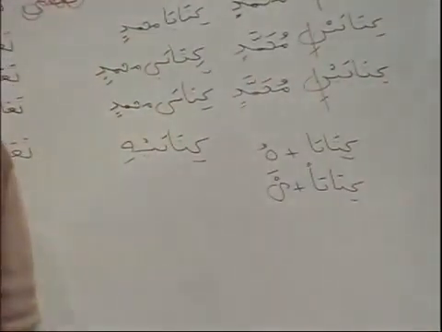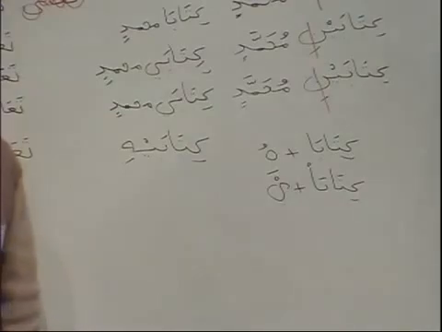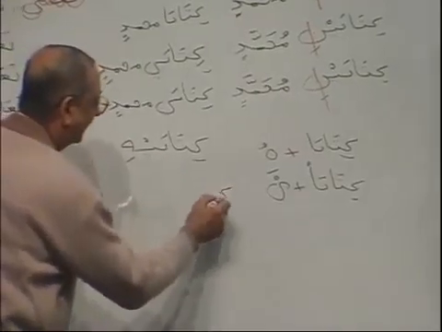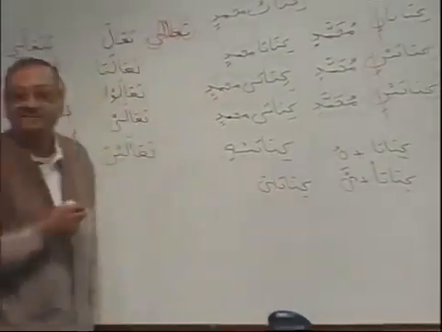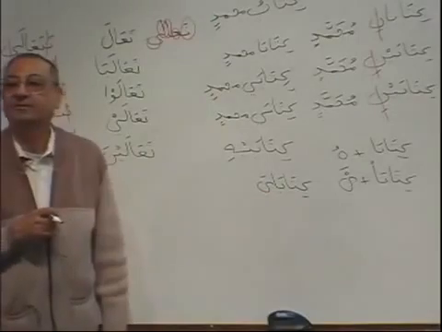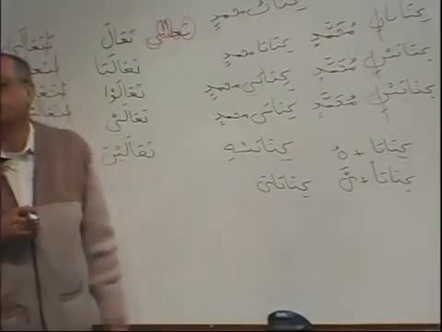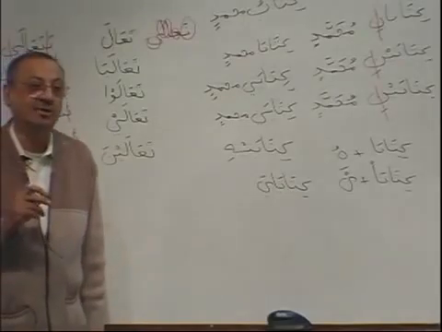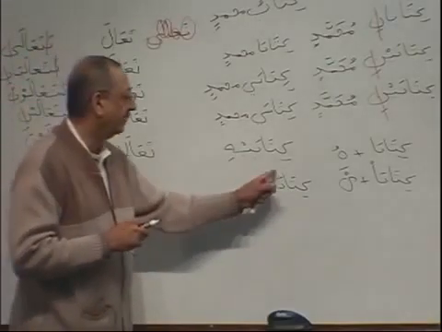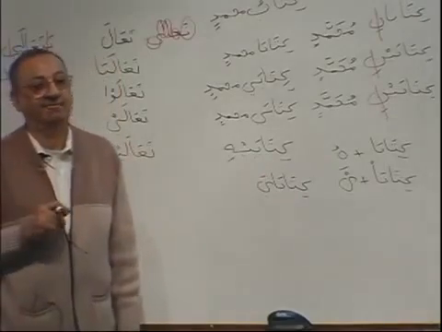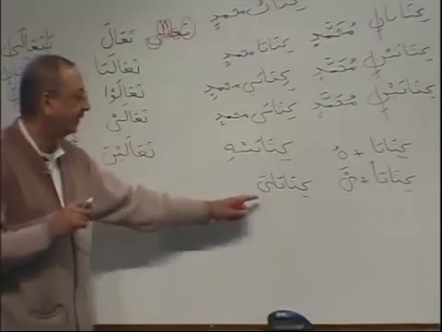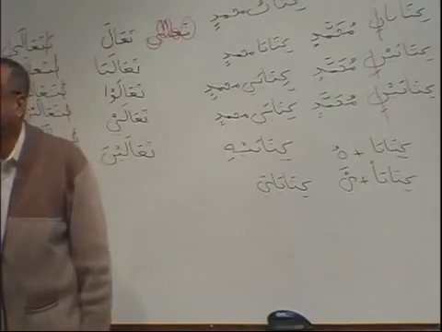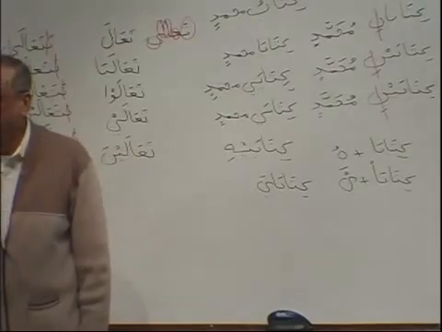So how will you pronounce it now? Kitabaya. What will you say? Kitabaya. Are you with me, Sister Sukhaina? I will say kitaba and then ya. Now this is mudaf ilayhi. This is ya mutakallim, which normally has a sukoon, but it got a fata because before it came alif. When alif comes and is followed by ya mutakallim, then the ya mutakallim gets a fata. Are you with me, brothers and sisters?